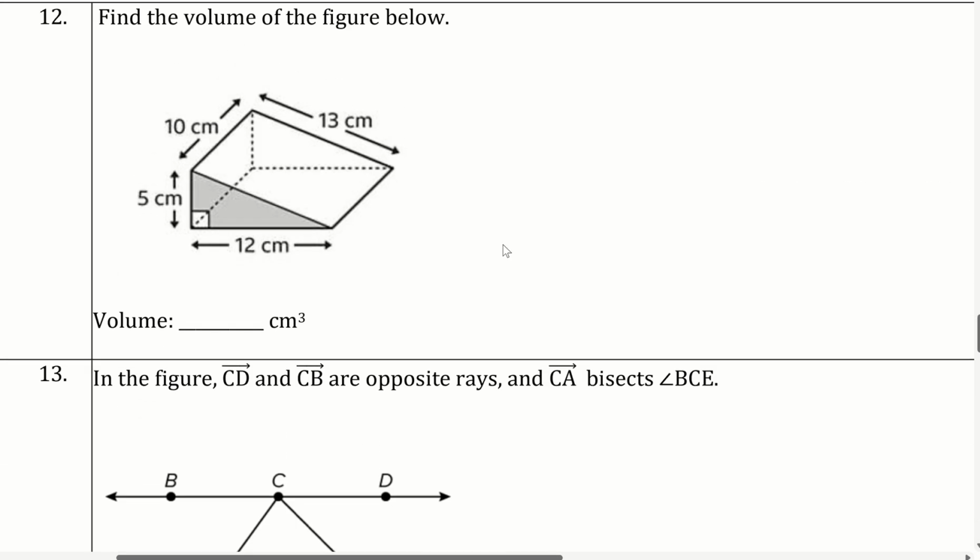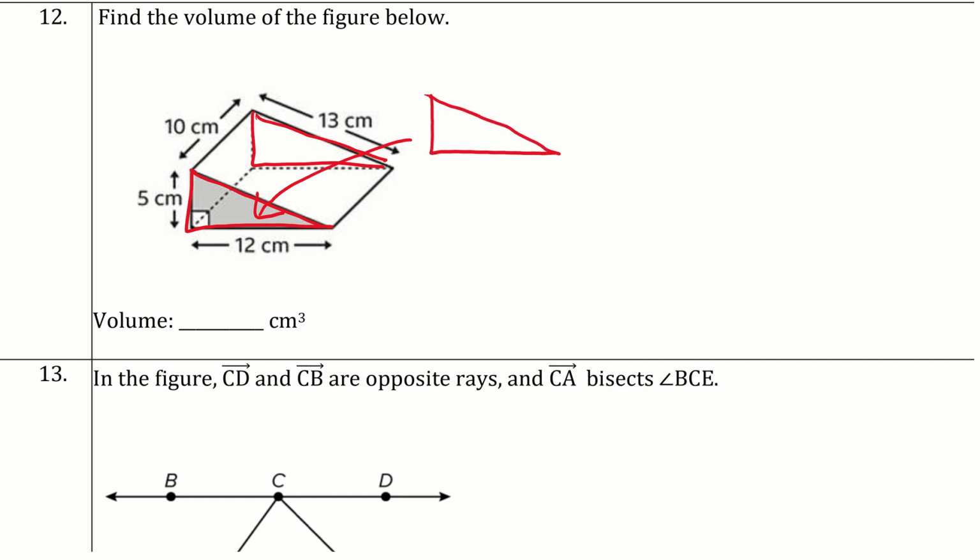Number 12, find the volume of the figure below. So this is a triangular prism. Why is it a prism? Because you have two of the same base, in this case the front and the back. So the base is a triangle, just shaded there, and the height of the triangle is 5, and the base of the triangle is 12, and they're at a right angle.